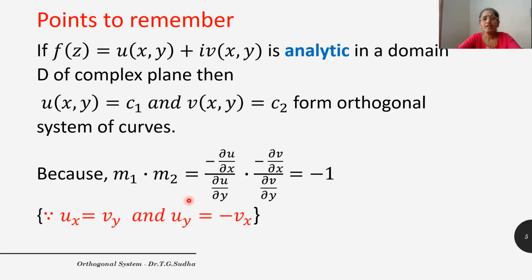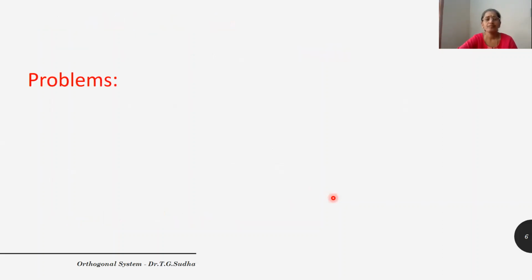Because if we consider m1 · m2, that is -ux/uy times -vx/vy, that gives us -1, because f(z) being analytic, it satisfies the CR equations. Therefore, on substituting ux = vy and uy = -vx, this product gives us the value -1, and hence u and v are orthogonal to each other.